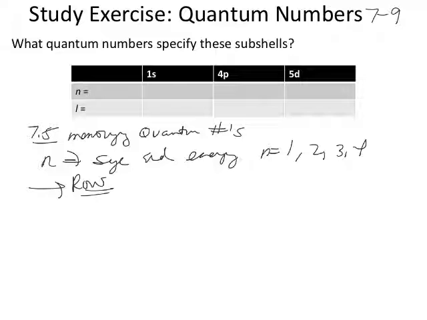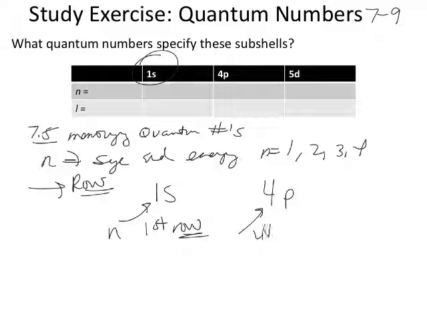When you see something like the 1s, this is always your n number, and that tells you this is your first row on the periodic table. So 4p would be the fourth row, and it's the fourth energy level away from the nucleus. So here your n is 1, here it's 4, here it's 5.